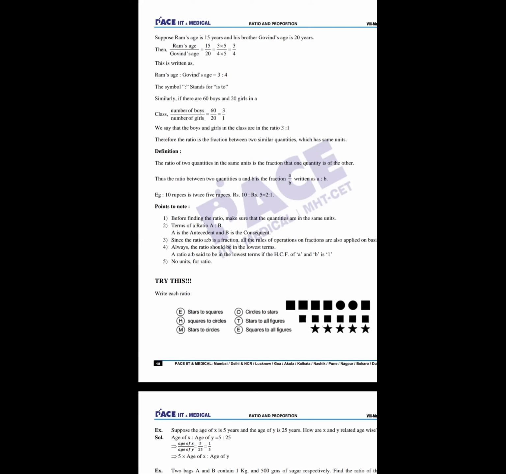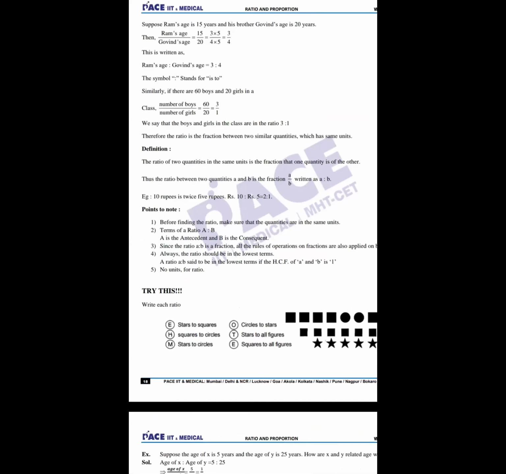Remember, when you are dividing two quantities, their units need to be the same. For example, if you are dividing 5 meter by 2 meter, it is 5 upon 2, that is 2.5. You cannot divide two different quantities. For example, 5 meter upon 2 kg does not have any meaning in terms of ratio. The quantities you are dividing have to be in the same unit.